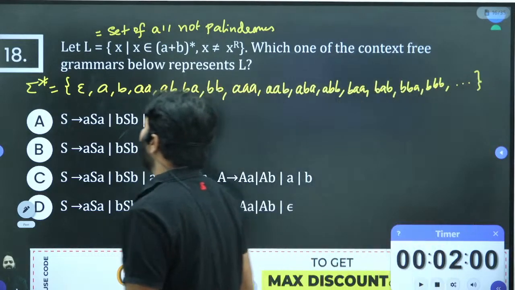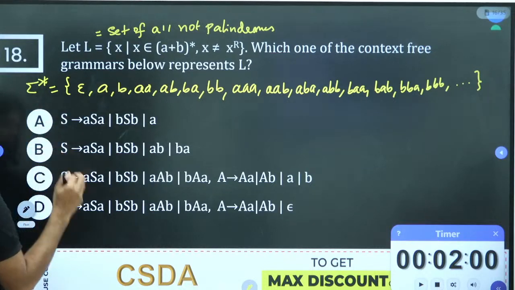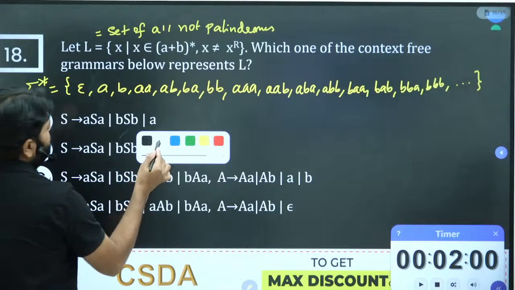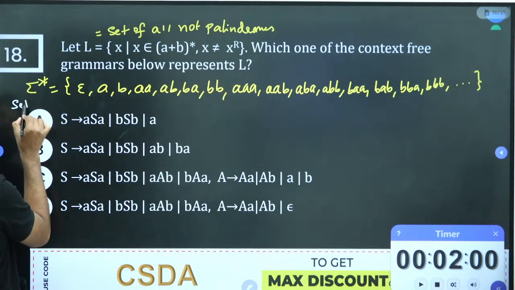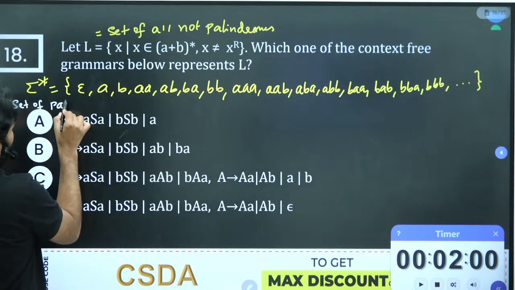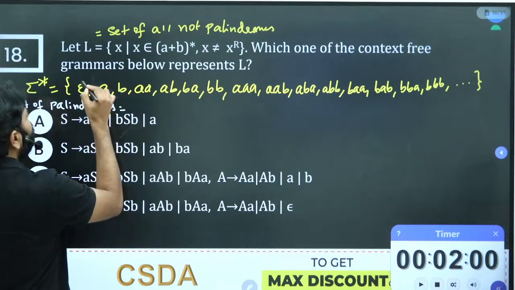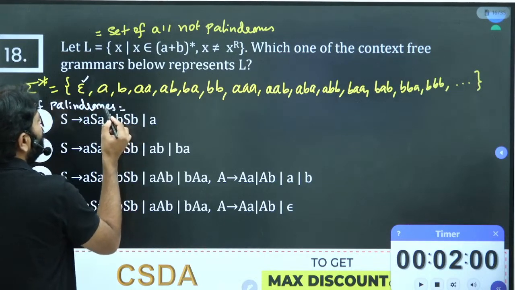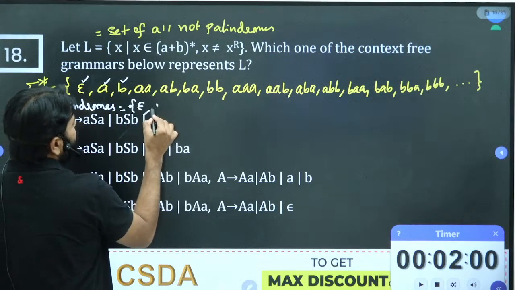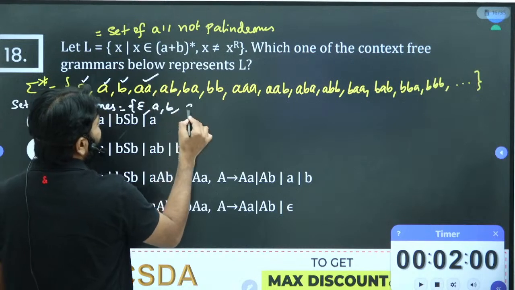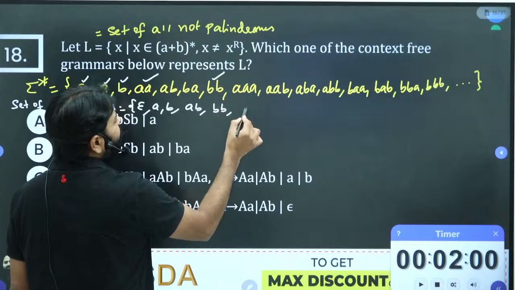And this is sigma star, right? Who is a palindrome, who is not a palindrome? So I'm just writing the set of palindromes. Which ones are palindromes? Epsilon, and A, B. Reverse is also the same, right? Double A, its reverse is the same. Double B, and triple A, reverse is also the same.